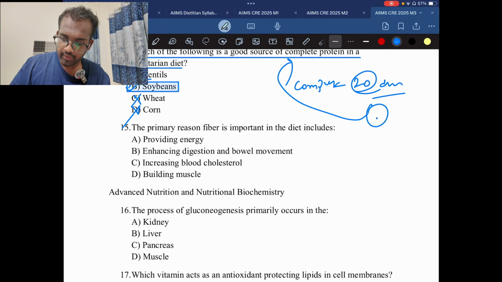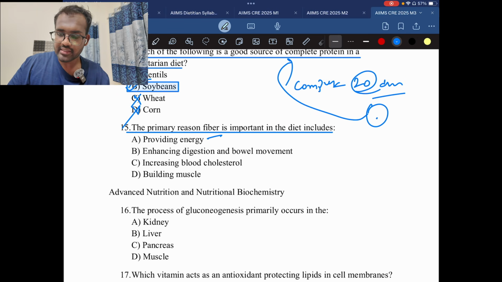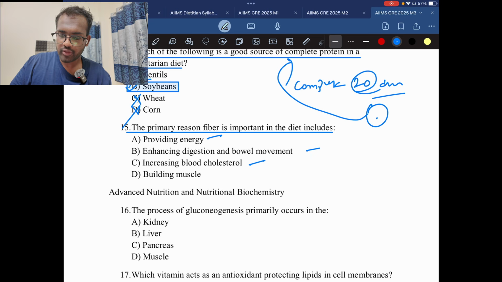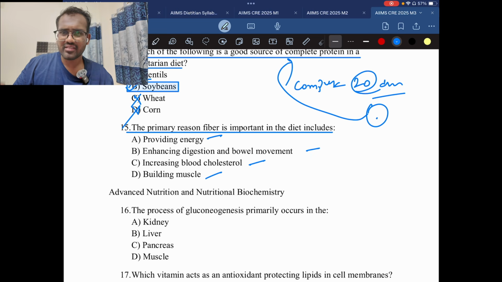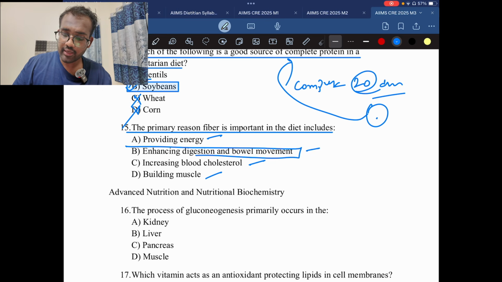Question number 15. The primary reason fiber is important in diet includes: provide energy, enhance digestion and bowel movement, increase blood cholesterol, building muscle. So these are very basic questions. Always remember fiber helps in digestion. So the answer will be B. And also remember fiber helps in reducing the blood cholesterol. Okay, reducing the blood cholesterol.